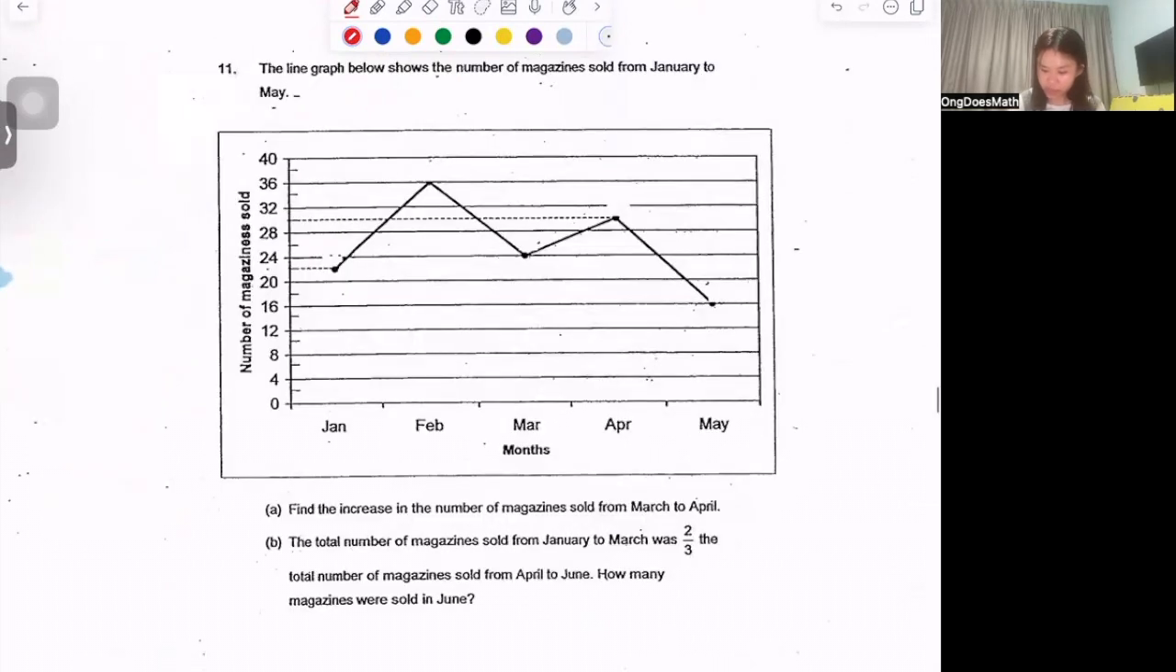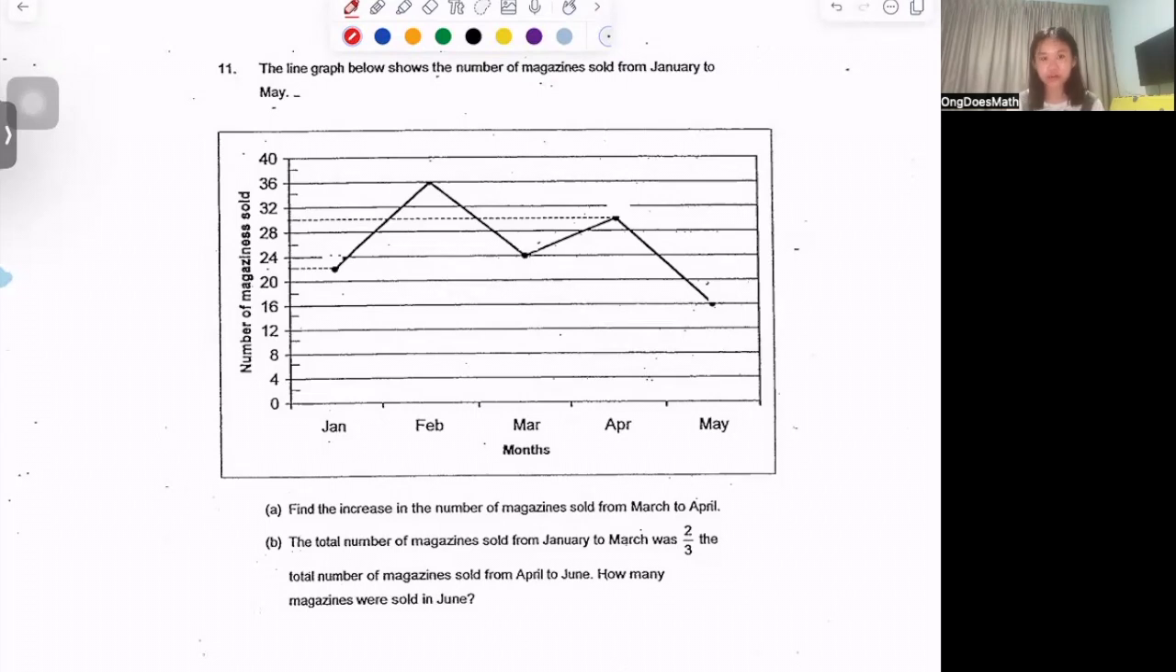The line graph below shows the number of magazines sold from January to May. Part A asks you to find the increase in the number of magazines sold from March to April. And part B tells you that the total number of magazines sold from January to March was 2/3 the total amount of magazines sold from April to June. How many magazines were sold in June?